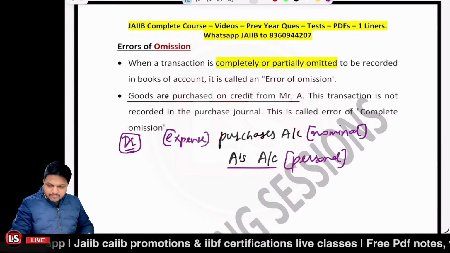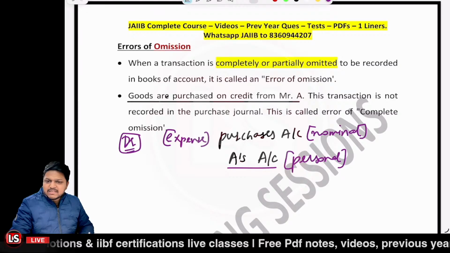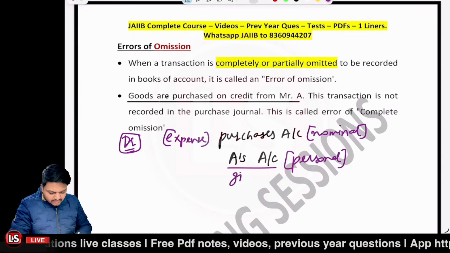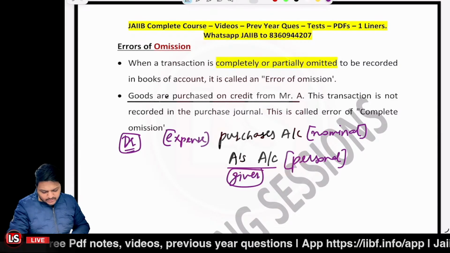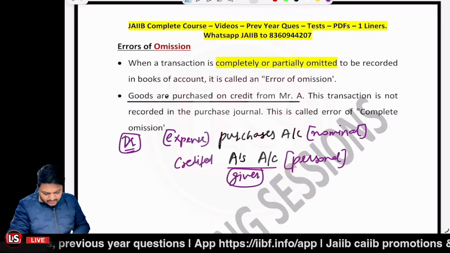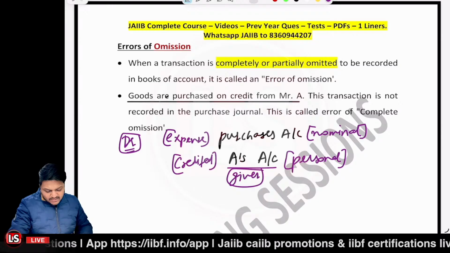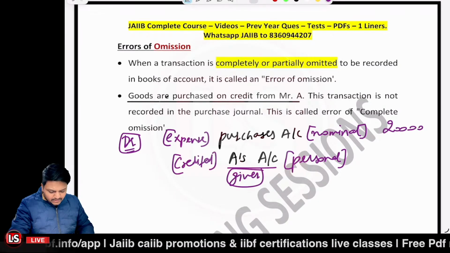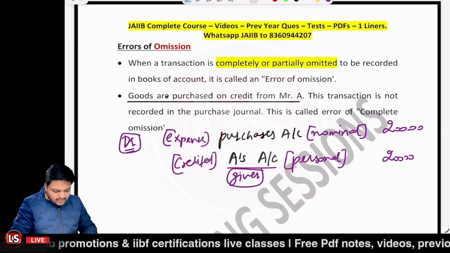That was the rule. Now, who has given us the goods? Person A has given us the goods, right? So person A is the giver. So A's account is to be credited. Let's say we purchase the goods amounting to rupees 20,000. So 20,000 would be debited to the purchases account and 20,000 is to be credited to A's account.